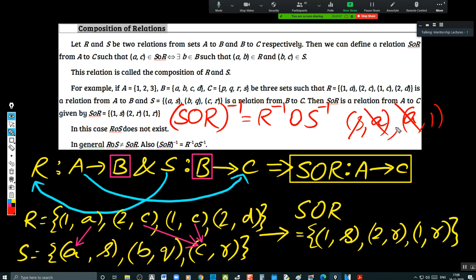Are you there, everyone? Yes, sir. I'm writing for inverse, please. (s,1). What is the inverse of S circle R? Inverse of SoR, SoR whole inverse. Not (1,s), it is (s,1). That's what you got.